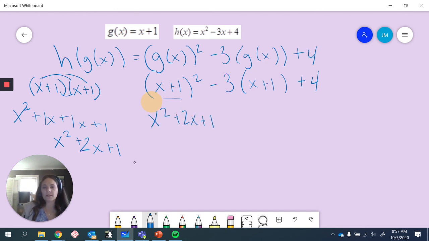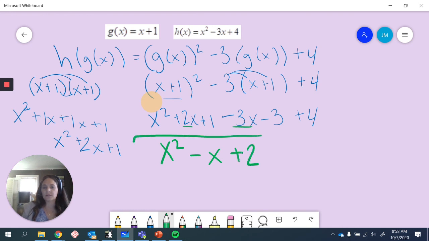Now we're going to distribute the negative 3 in, negative 3x minus 3, and then add the 4. Now we have to combine our like terms. So x squared, 2x take away 3x is a negative x. 1 take away 3 is negative 2. Negative 2 plus 4 is a positive 2. So that is my function composition.